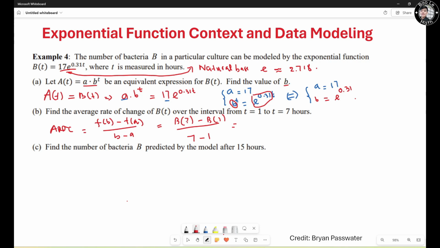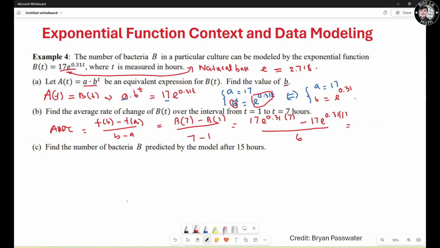So b of 7 is going to be right here. So we have 17e to the 0.31 times 7 minus 17e to the 0.31 times 1, over 7 minus 1, which is 6.